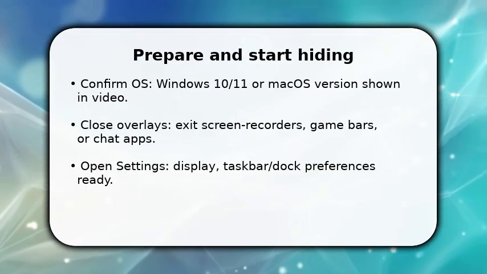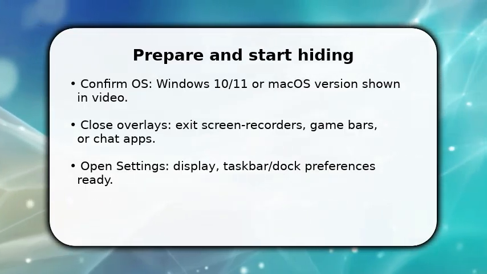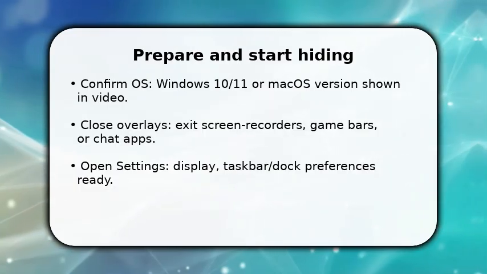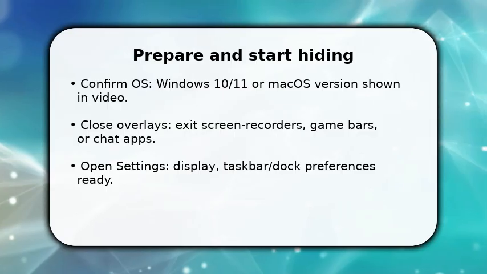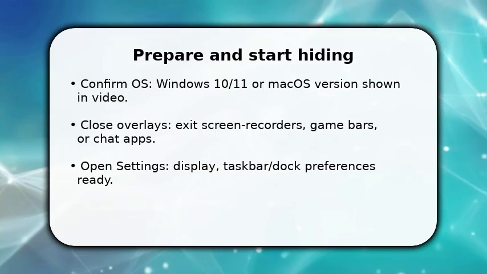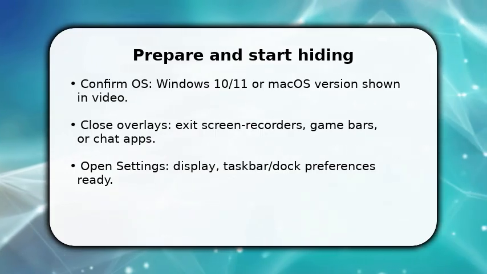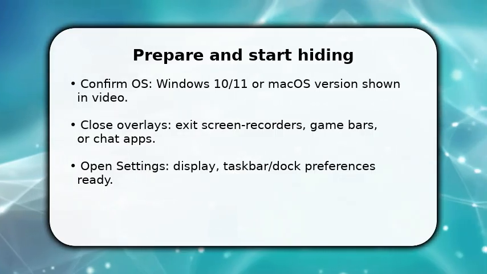You begin by confirming your system and clearing obvious overlays so they don't force the bar visible. Open the Settings app now and navigate to Display, then to Taskbar or Dock Preferences. Once there, turn on the Auto Hide option. This immediately tells the OS to retract the bar when not in use. You do this now to make sure video players have full screen control.